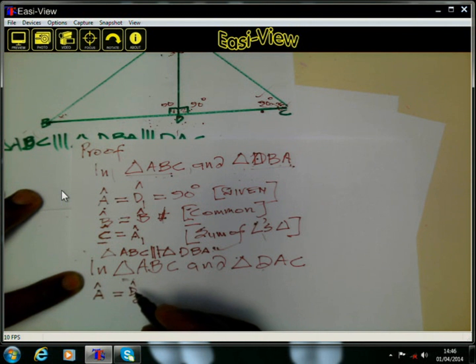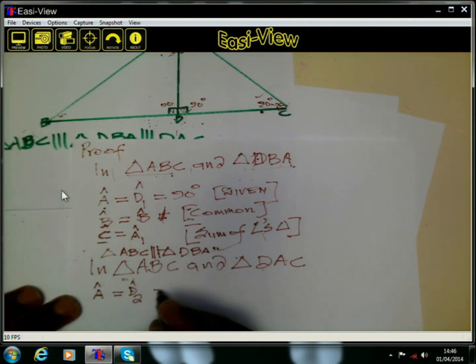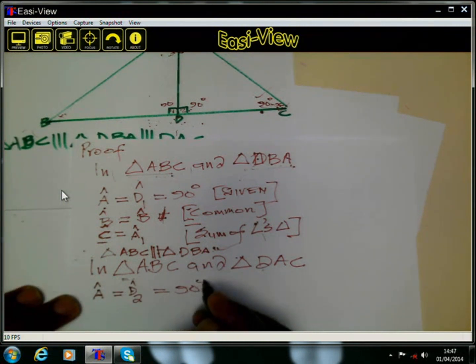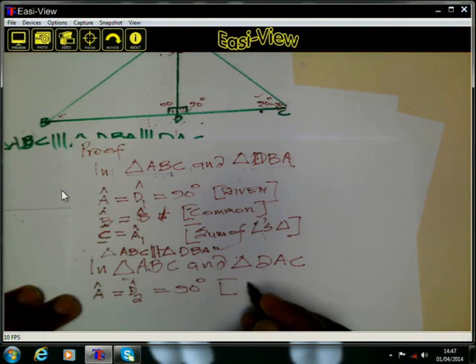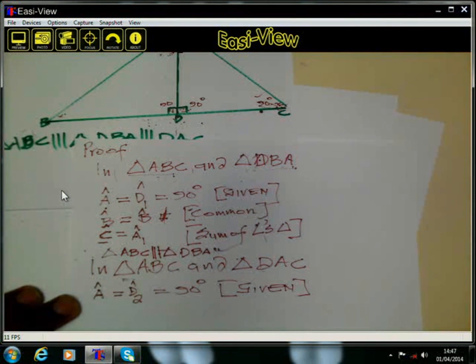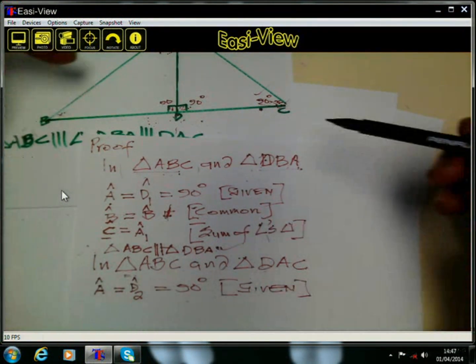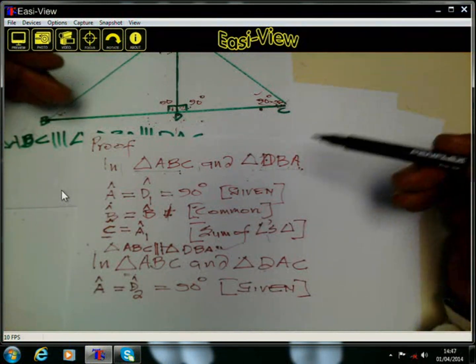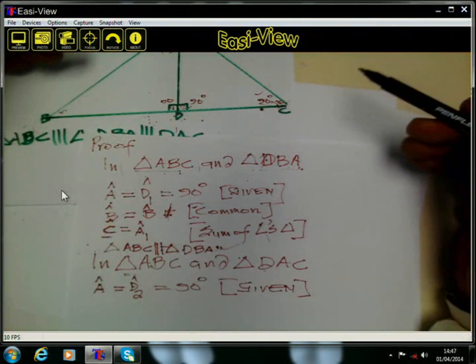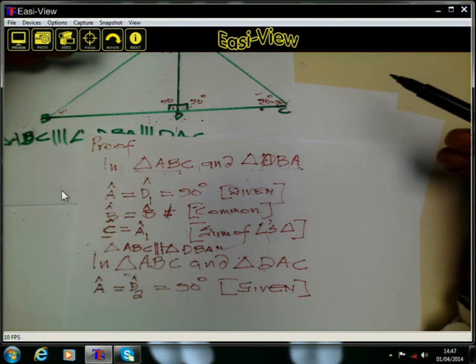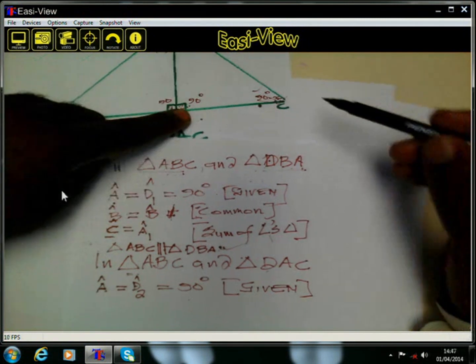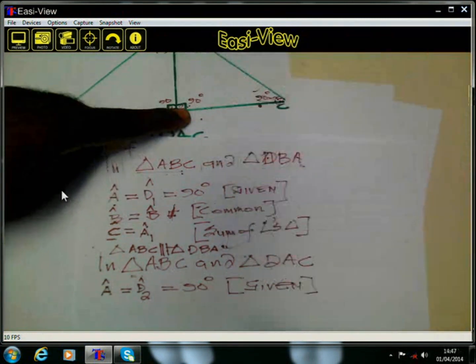The reason is both of them are equal to 90, and fortunately we are given that. Their magnitude is 90. That is the first pair of angles that we have identified to be equal in the two triangles, triangle ABC and triangle DAC.